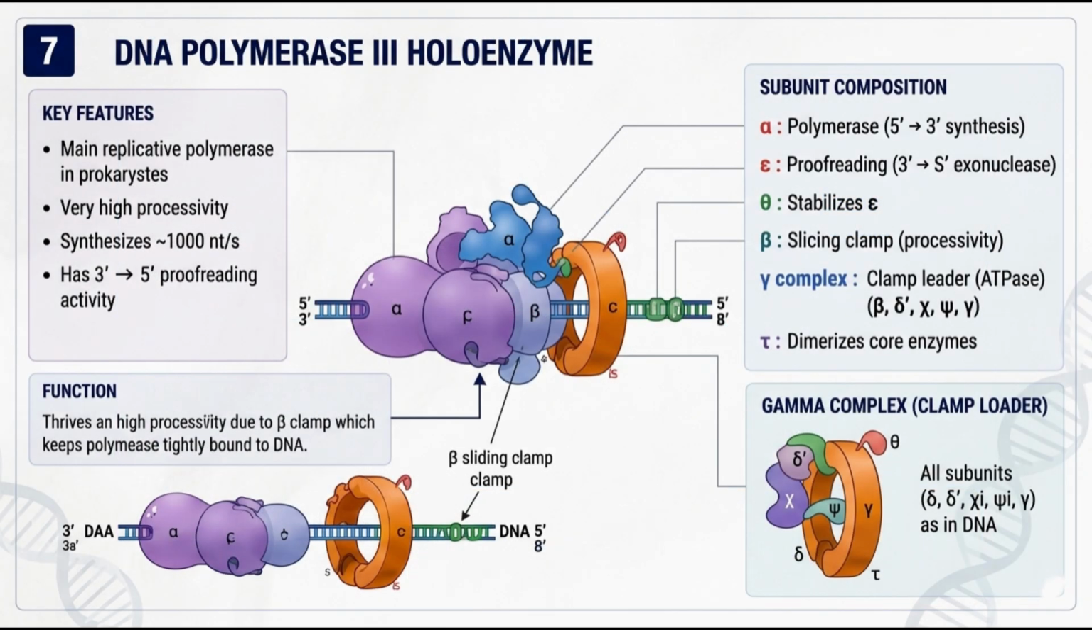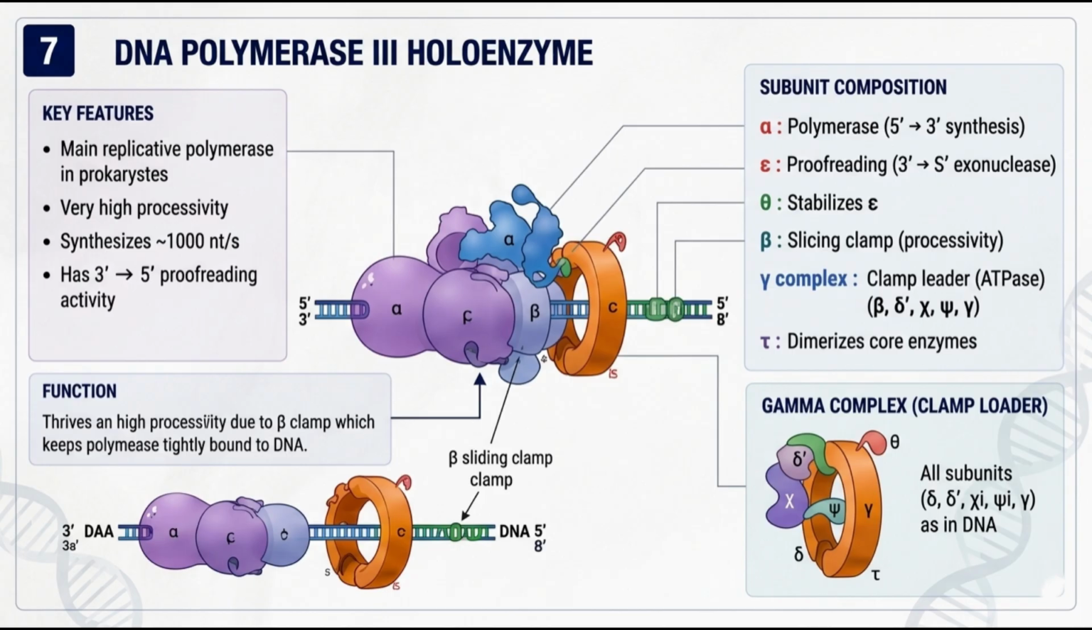DNA polymerase III holoenzyme. DNA polymerase III is the major replicative polymerase in bacteria. It is a large multisubunit enzyme complex known as the DNA polymerase III holoenzyme. The alpha subunit performs DNA synthesis through 5' to 3' polymerase activity. The epsilon subunit performs proofreading using 3' to 5' exonuclease activity. The theta subunit stabilizes epsilon activity.